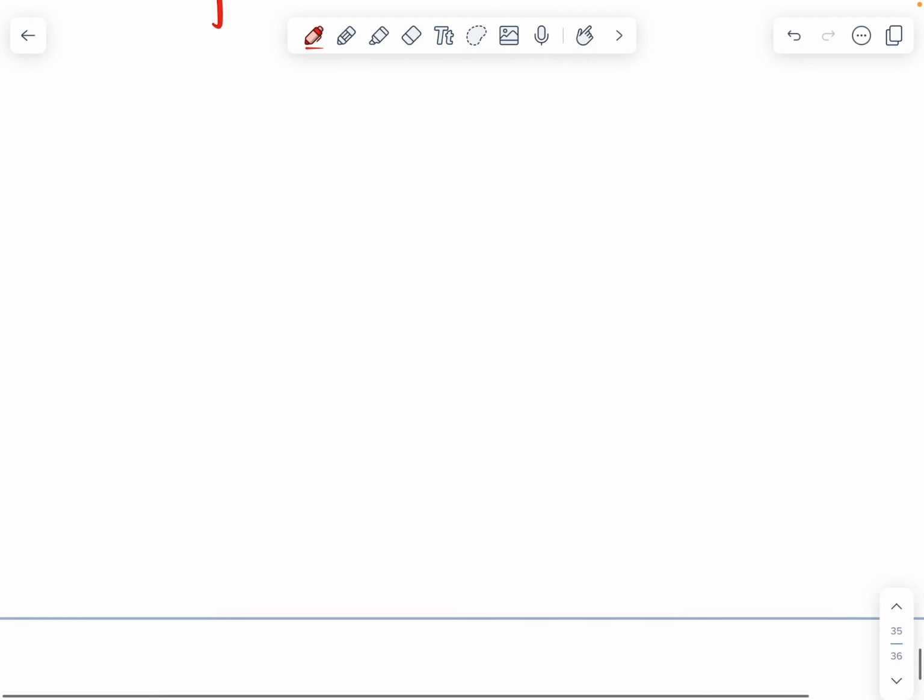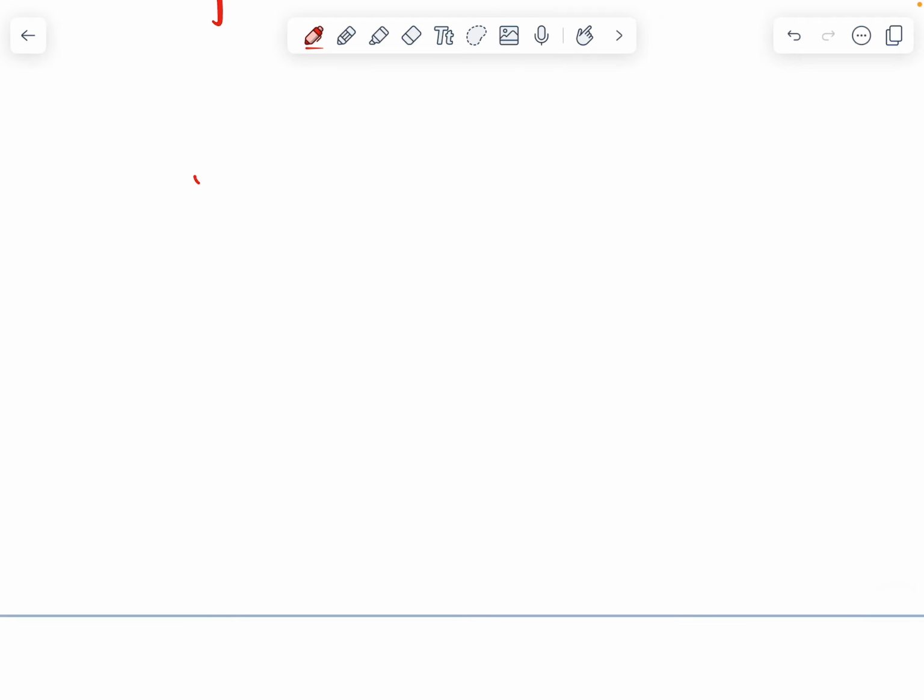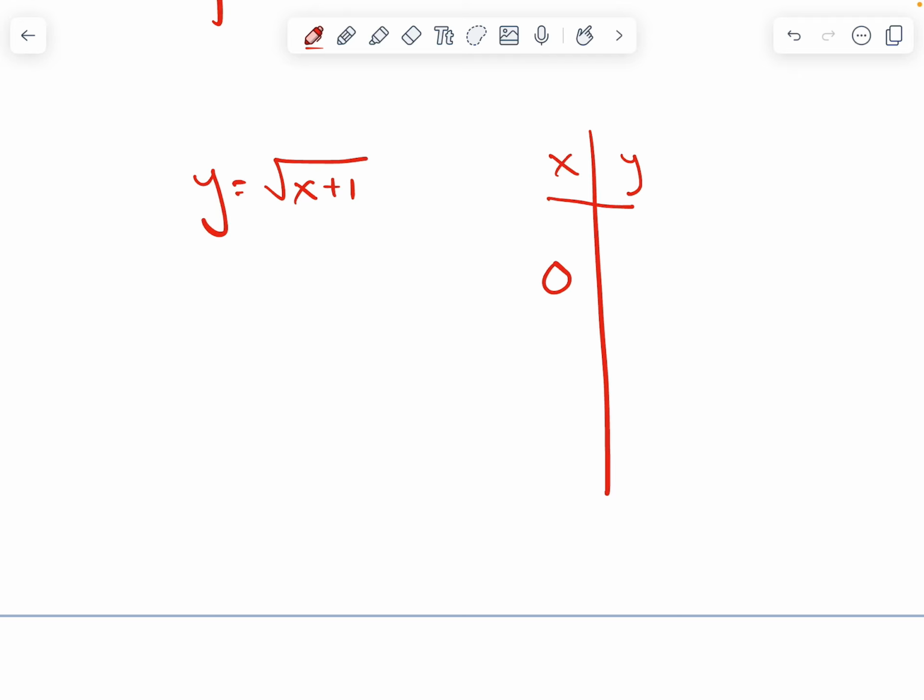Now we can modify that a bit with something like this. y is equal to the square root of x plus 1. What that's going to do is it's going to allow us to move things around a little bit. So let's try some values. Let's try 0, for example. If I plug in 0, then I get the square root of 0 plus 1, and the square root of 0 plus 1 is 1, and so I get 1.